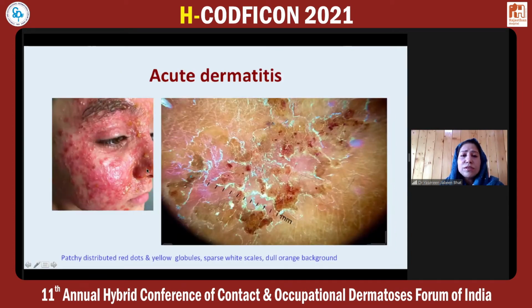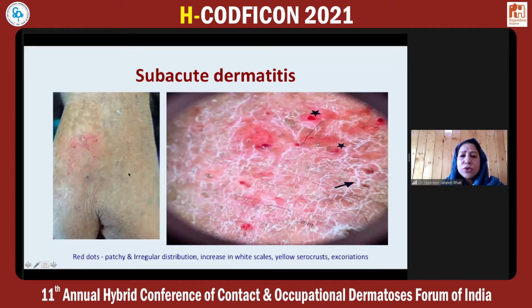Now, this image is a case of acute dermatitis. What we see here are yellowish globules. Then we see whitish scales. We see these patchy red dots, which are actually the vessels, and we see a dull orange background. So this is the case of acute dermatitis.